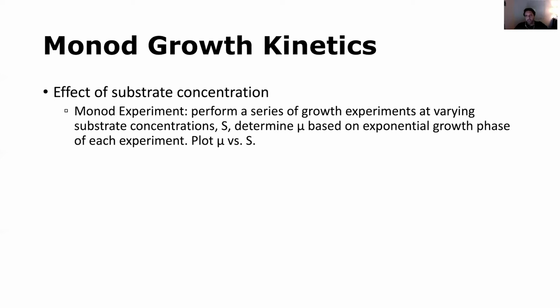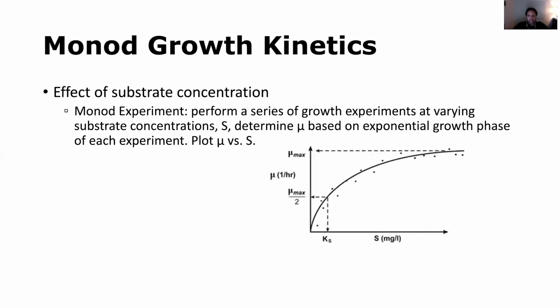And then you're going to plot the growth rate for each of those experiments with respect to the substrate concentration that was applied. So for lower COD concentrations, or lower substrate concentrations, you're going to have a slower growth rate. For higher substrate concentrations, you're going to have a higher growth rate, until you get to a point where the substrate concentration is so high that it really doesn't matter anymore, and the growth rate is going to stay pretty consistent. All right, so the curve looks like this. This is an empirical curve.